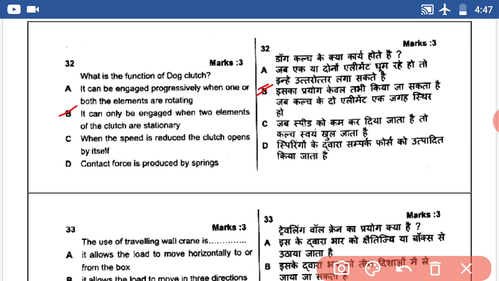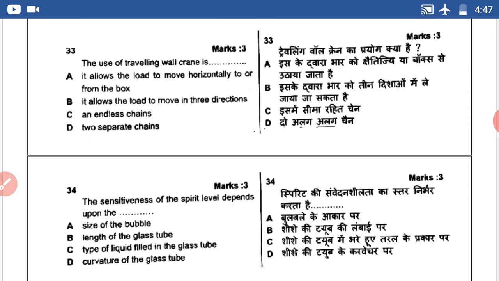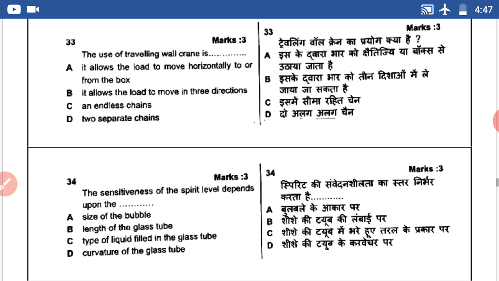Question number 33. The use of a travelling wall crane is dash. The answer is it allows the load to move in three directions. Answer B.